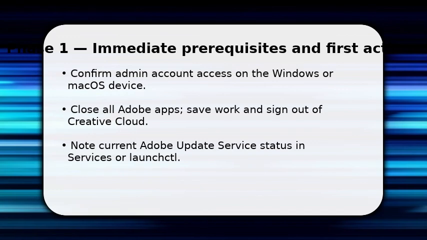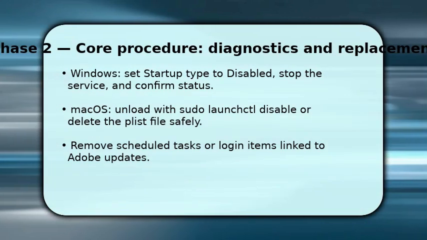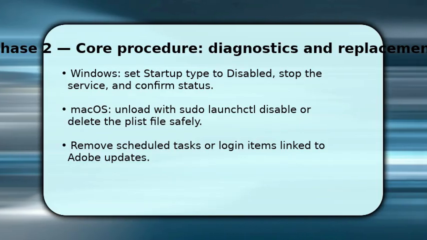Make sure you have a system restore point or backup before changing service settings. On Windows, right-click the Adobe Update Service, choose Properties, set Startup Type to Disabled, click Stop, then Apply, confirm the status reads Stopped. On macOS, open Terminal and run sudo launchctl disable system/com.